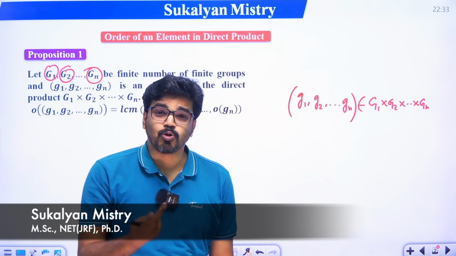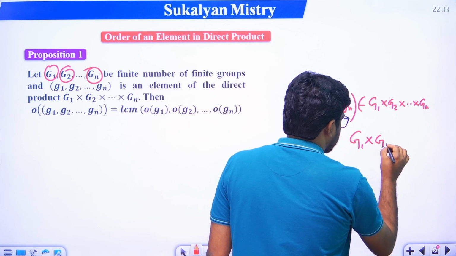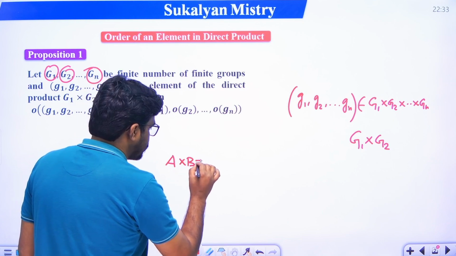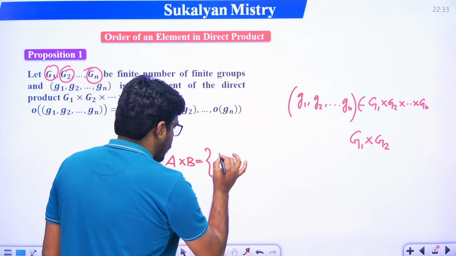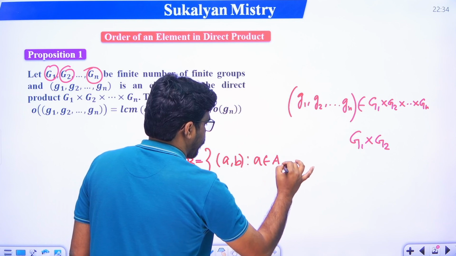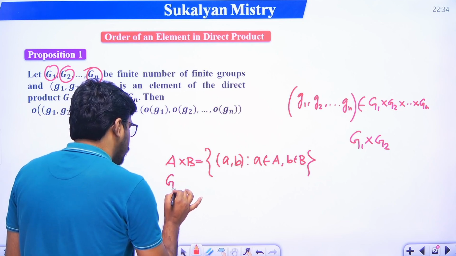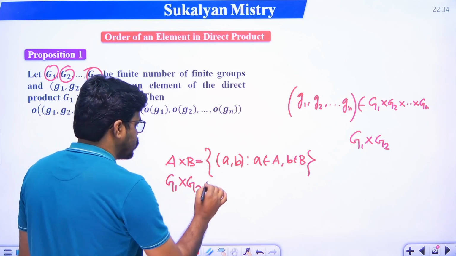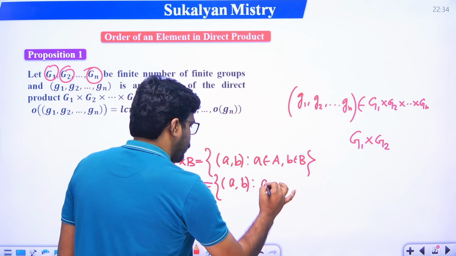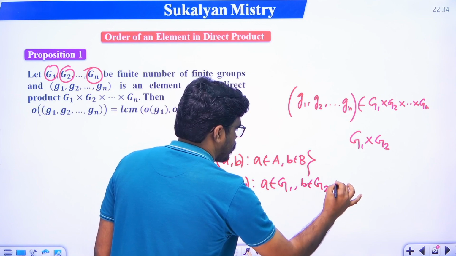Suppose if we consider two groups G1 and G2, so the direct product of G1, G2, that is G1 cross G2. Let's see, the elements are in the form of ordered pairs, right? That means (a, b) such that a belongs to G1, b belongs to G2. So G1 cross G2, G1 is a group, G2 is a group. Like this, suppose (a, b), where a belongs to the group G1 and b belongs to the group G2.